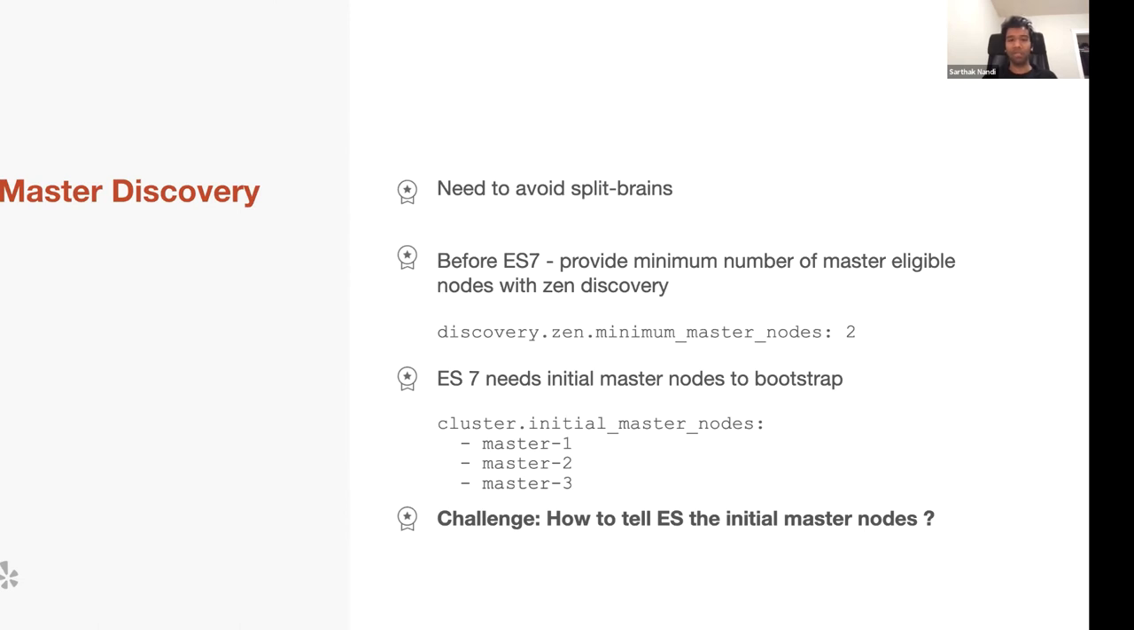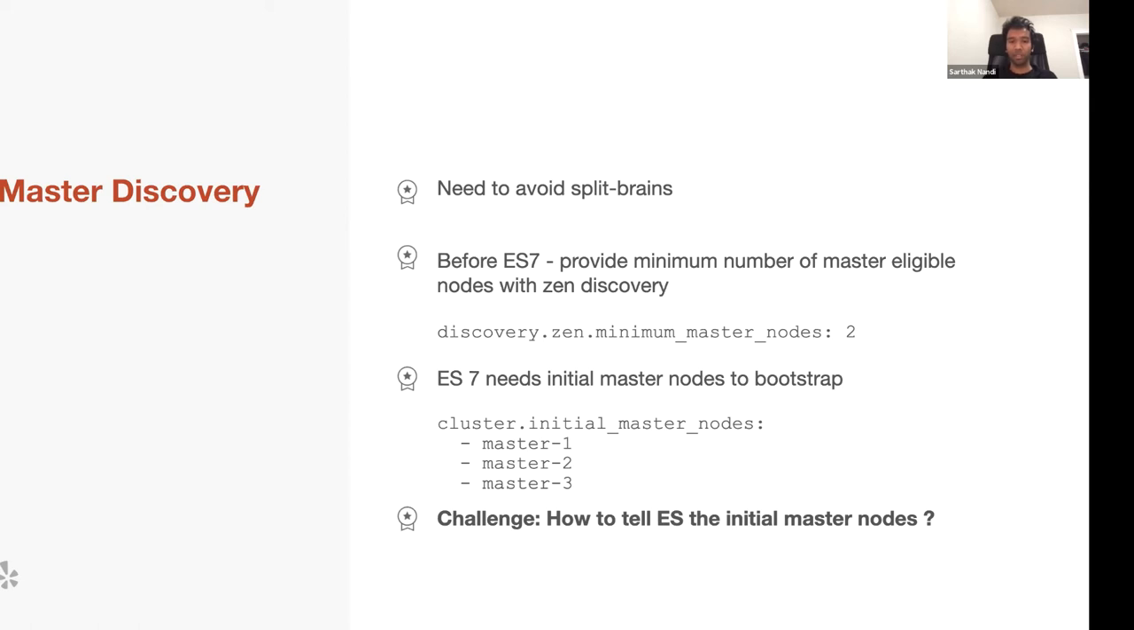Now, when you have a multi-master system, you need to avoid split brains. Before Elasticsearch 7, this was done by providing a minimum number of master nodes. So let's say that you have three master nodes in your cluster. You would set minimum master nodes to 2 so that one master node cannot form a different cluster.